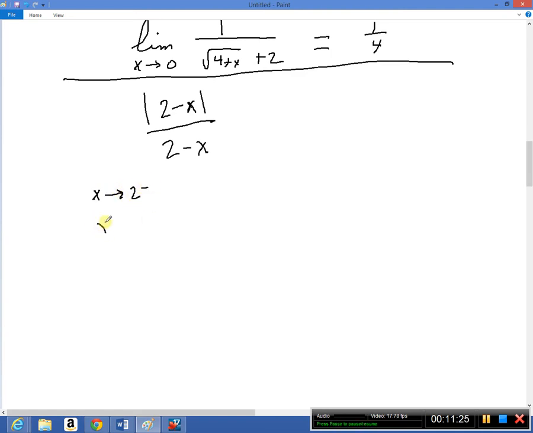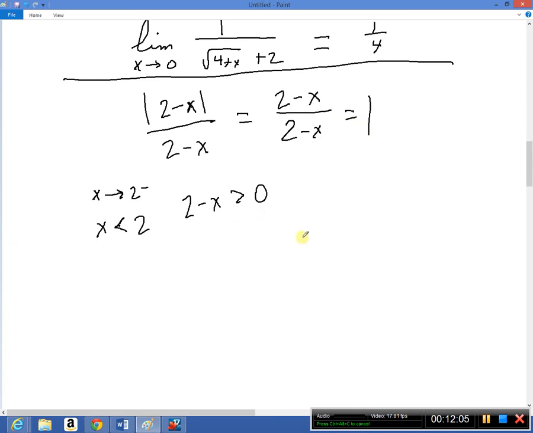What that means is that x is less than 2. So if x is less than 2, what does that say about this 2 minus x? In this case, 2 minus x, if x is less than 2, you're taking away from 2 something that's smaller than 2. So 2 minus x has to be a positive number. What does absolute value do to positive numbers? Nothing. Leaves them alone. So in this case, what you're looking at is 2 minus x, because 2 minus x is known to be positive when x is approaching 2 from the left side. So you get 2 minus x over 2 minus x, which of course is 1.